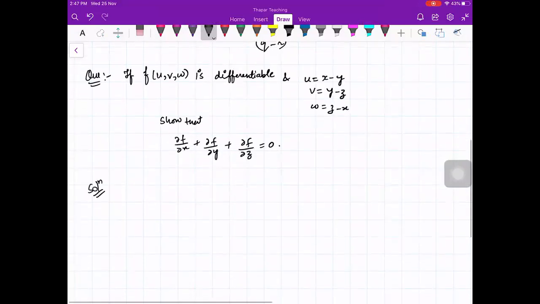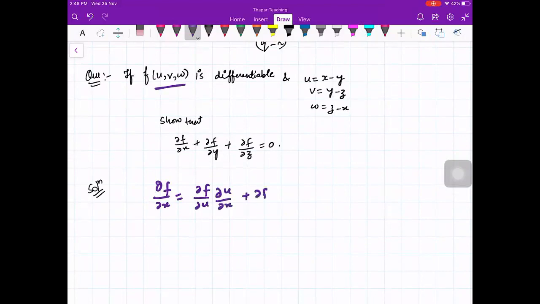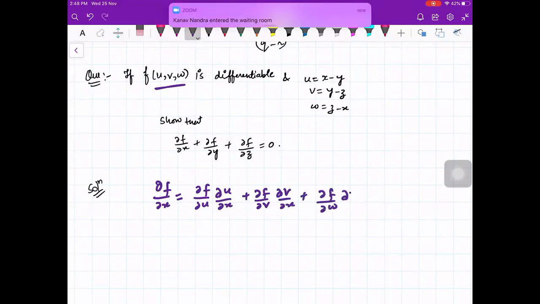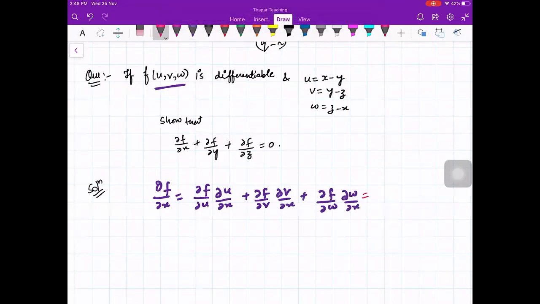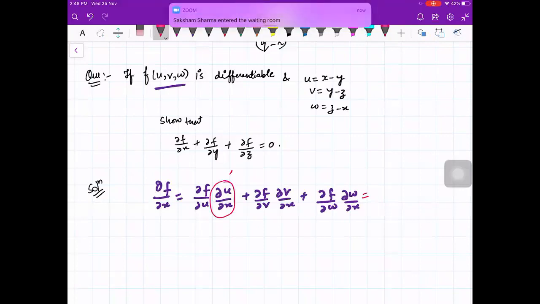Okay, so you see here, ∂f/∂x will be, can you tell me? f is a function of u, v, w. So it will be ∂f/∂u ∂u/∂x plus ∂f/∂v ∂v/∂x plus ∂f/∂w ∂w/∂x. So this is equal to, ∂u/∂x is 1, ∂v/∂x is 0, and ∂w/∂x is −1. So this is equal to ∂f/∂u − ∂f/∂w.